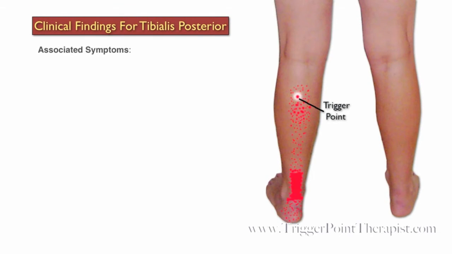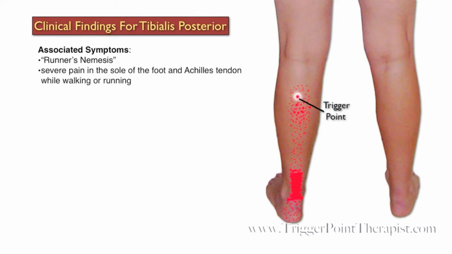Clinical findings for the tibialis posterior trigger point. Dr. Travell refers to this muscle as the runner's nemesis. Your clients may complain of severe pain in the sole of the foot and the Achilles tendon while walking or running, and the pain may migrate into the calf and heel regions.